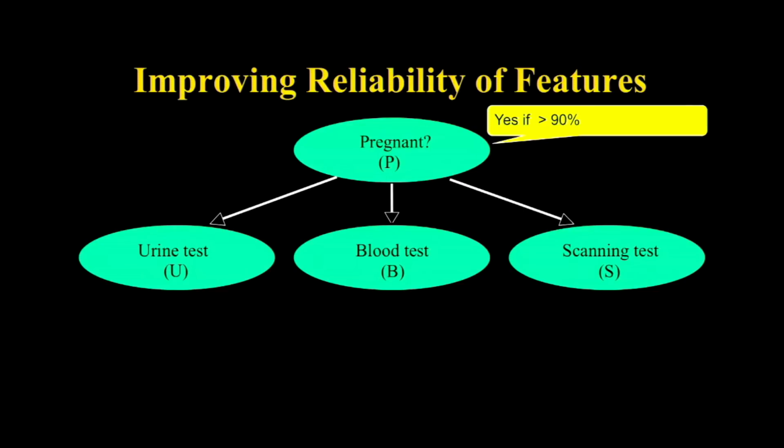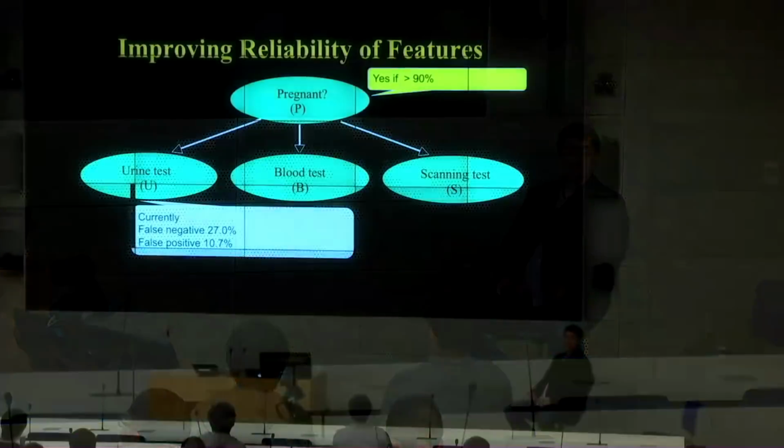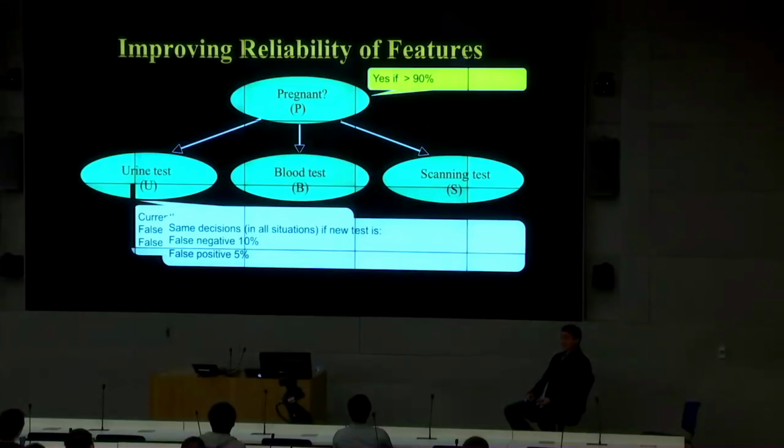But here's a couple more things you can do. Someone comes to this guy and says, well, currently the false negative is this, the false positive is that. I'm going to sell you a better unit test. Right? Should you buy it? In this case, if you just changed it to a false negative of 10 and 5, you will not be changing the classifier. Don't pay money for that guy.